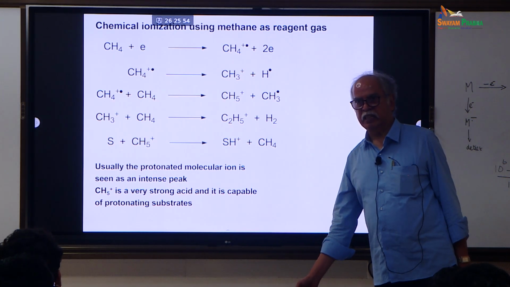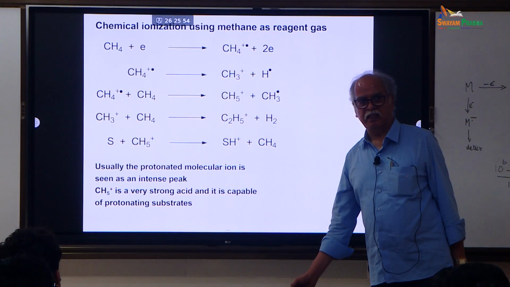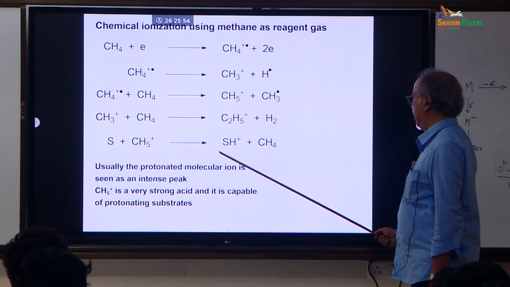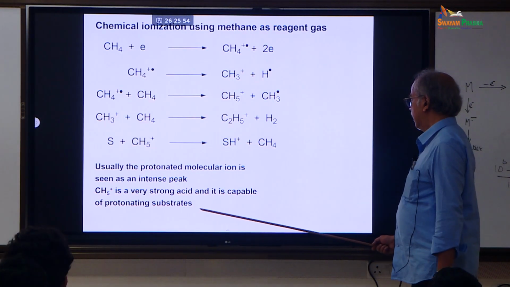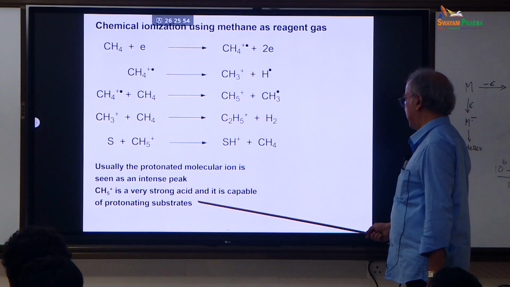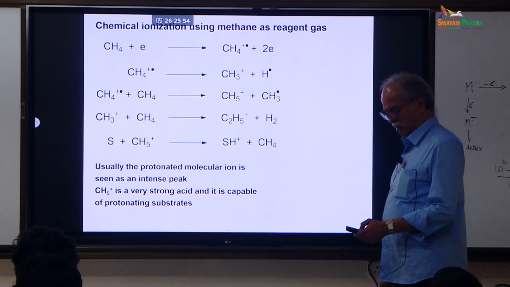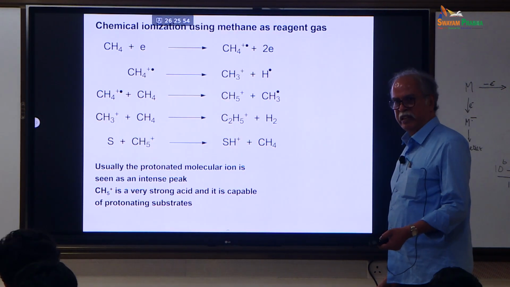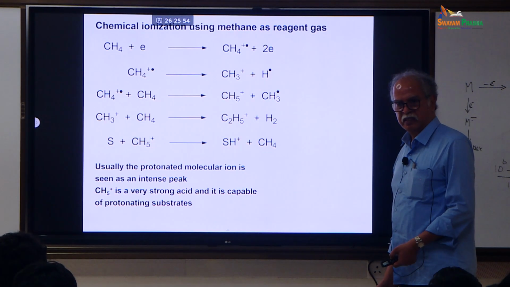The conjugate acid of methane is a very strong acid that can protonate everything in the scheme of things. CH5 plus is a very strong acid and it is capable of protonating substrates. That is important. But you still need to bring everything into the gas phase before you can do this.